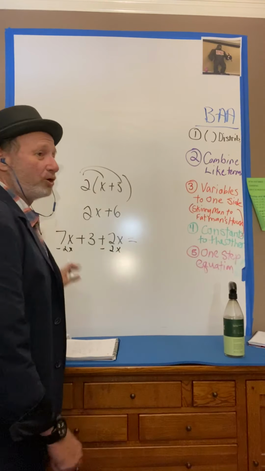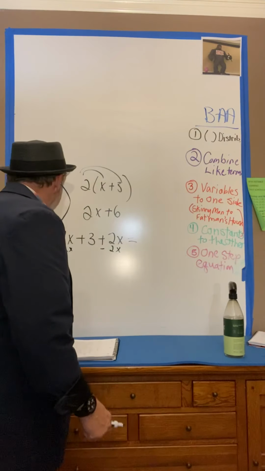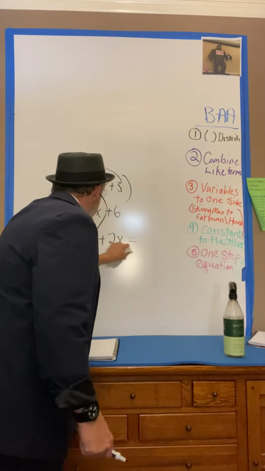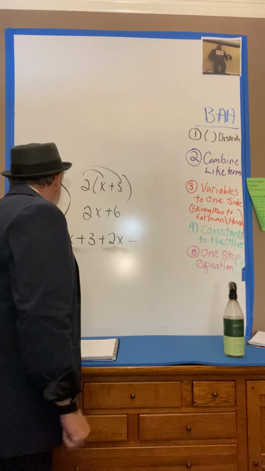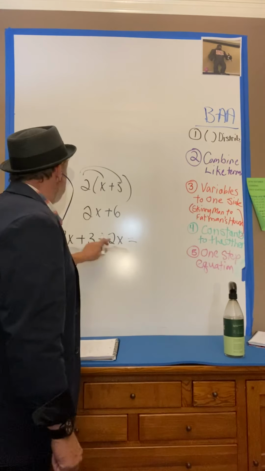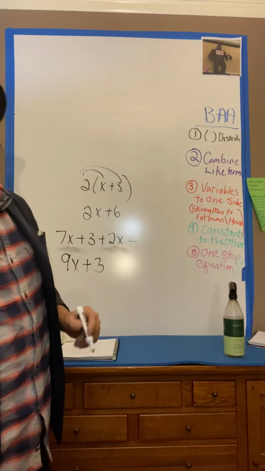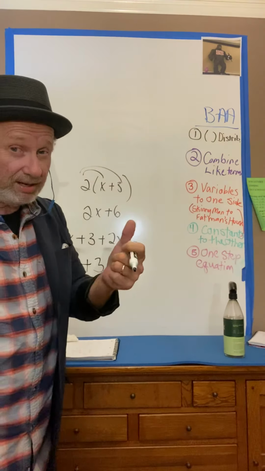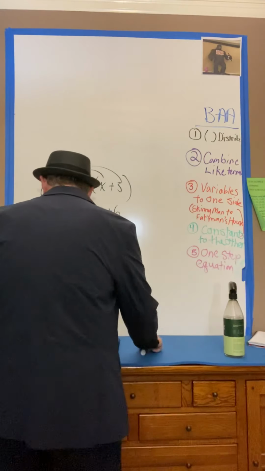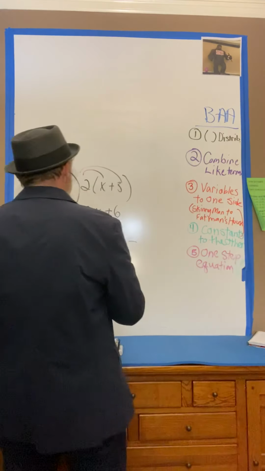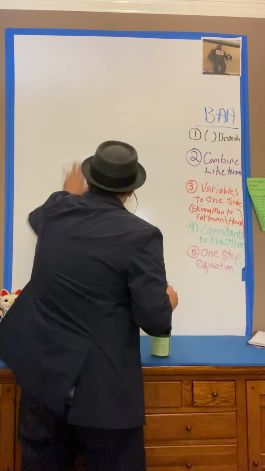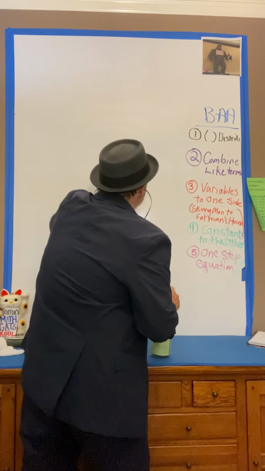You're on one side of the equation. You're just combining them like they are integers. Okay? So that becomes 9x. 7 plus 2 is 9. 9x plus 3. Everybody see how this works? Awesome.